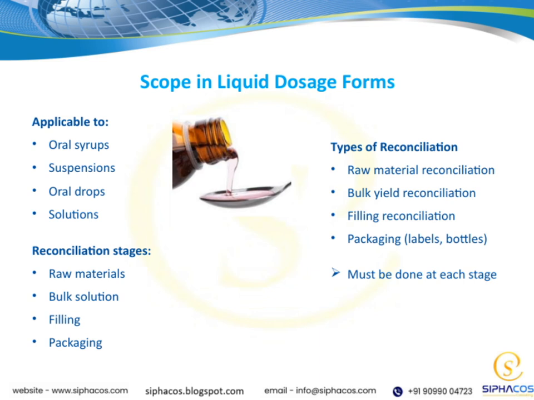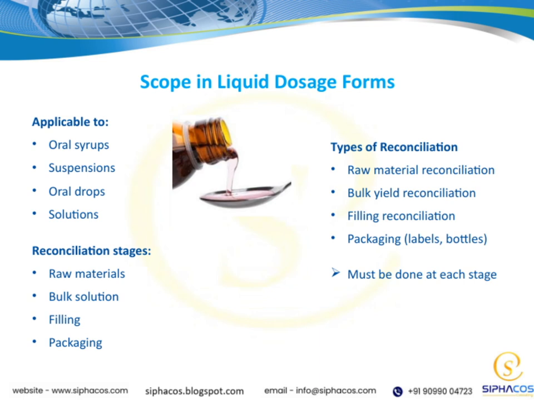Then, we move on to filling reconciliation, which involves checking the amount filled into each container to ensure accuracy. Finally, packaging reconciliation covers labels and bottles, making sure everything matches the product specifications. It's important to note that these reconciliation steps must be performed at each stage of production, especially in liquid dosage forms. This includes oral syrups, suspensions, oral drops, and solutions.